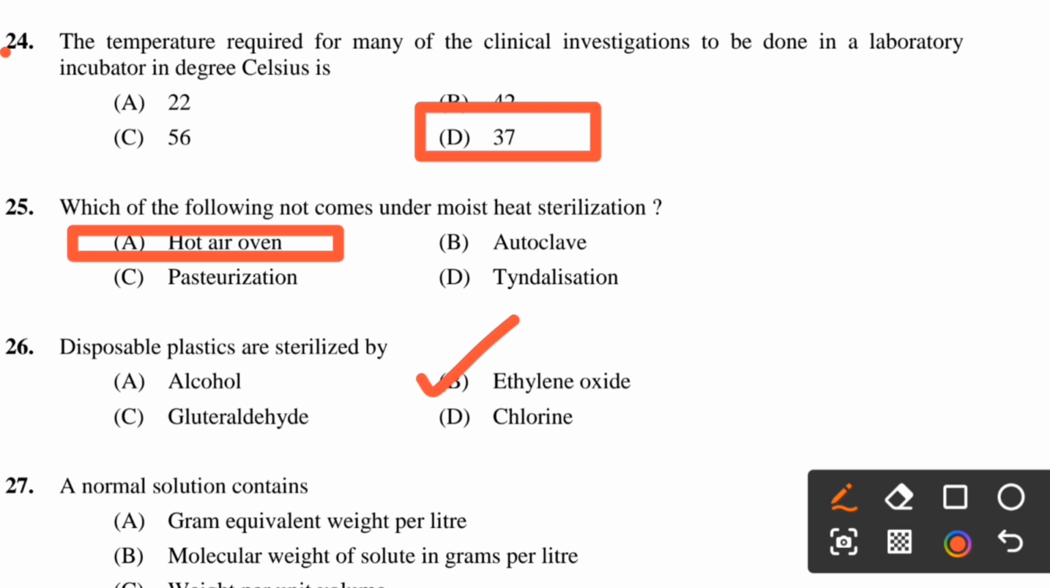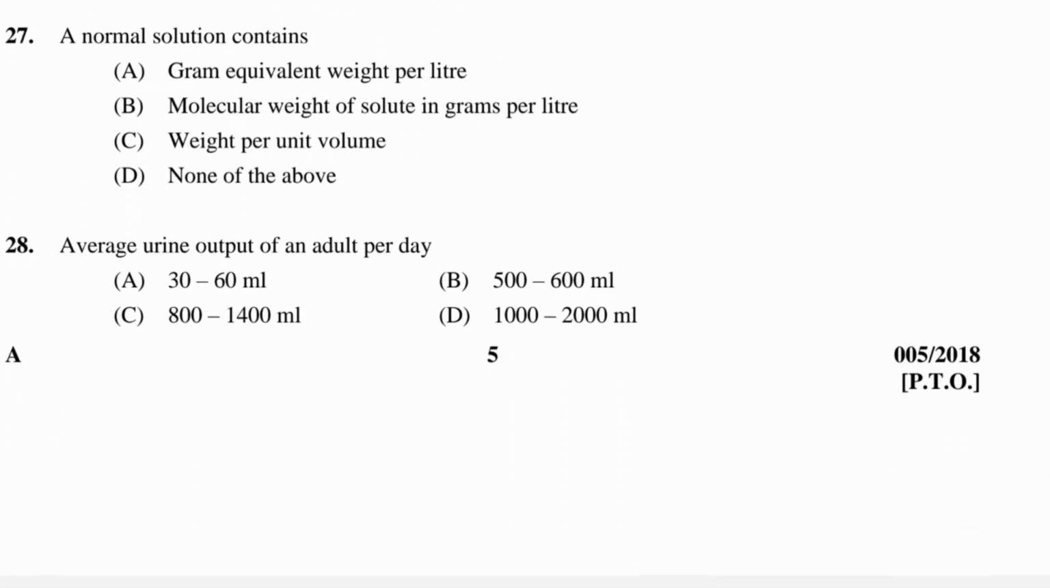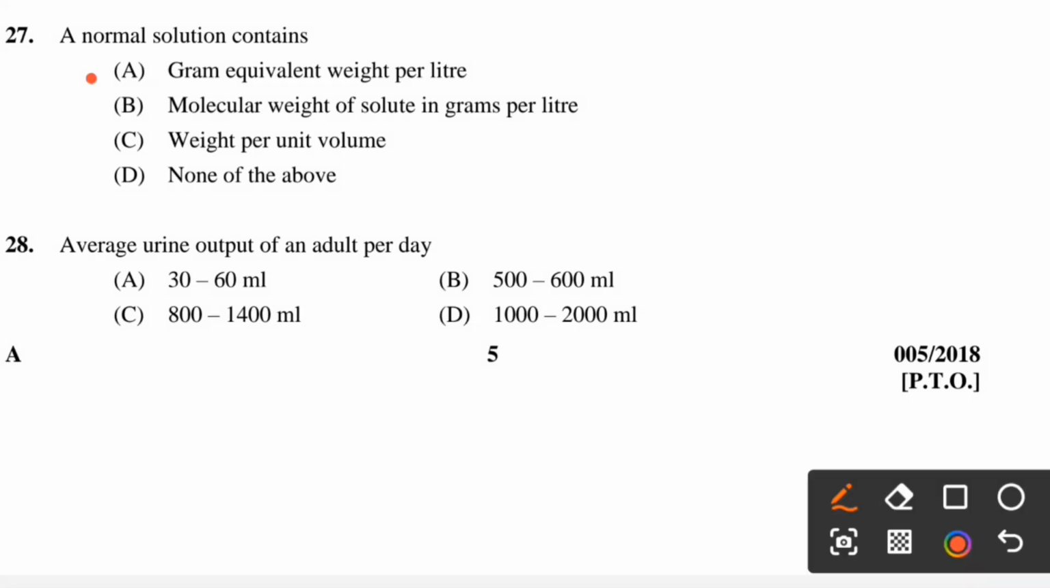Next question, a normal solution contains: option A, gram equivalent weight per liter; option B, molecular weight of solute in grams per liter; option C, weight per unit volume; option D, none of the above. The right answer is option A, gram equivalent weight per liter. A normal solution contains gram equivalent weight per liter of a solution.